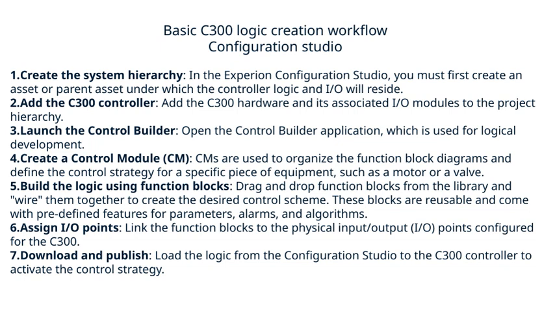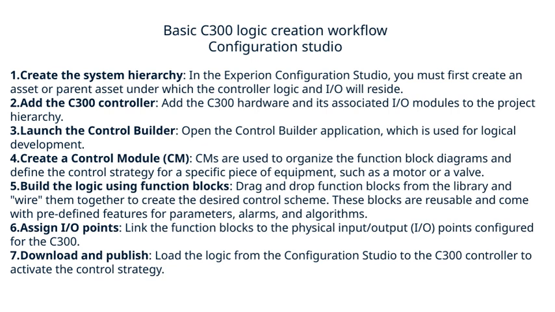First, you need to create a system hierarchy. Think of it like setting the foundation. You start by creating an asset or a parent asset where all your controller logic and I/O will reside. This helps organize your project effectively. Next, you'll add the C300 controller itself, along with its associated I/O modules, into this hierarchy. This step ensures that your hardware is properly represented in the project.